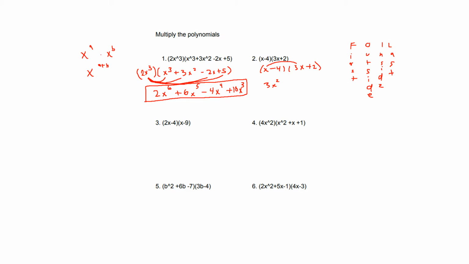Then you can multiply the outside terms together, so it's plus 2x. Then multiply the inside, so it becomes negative 12x. Then you can multiply the last terms, so it's minus 8. Here we could combine the like terms of 2x and negative 12x. So it becomes 3x squared minus 10x minus 8.